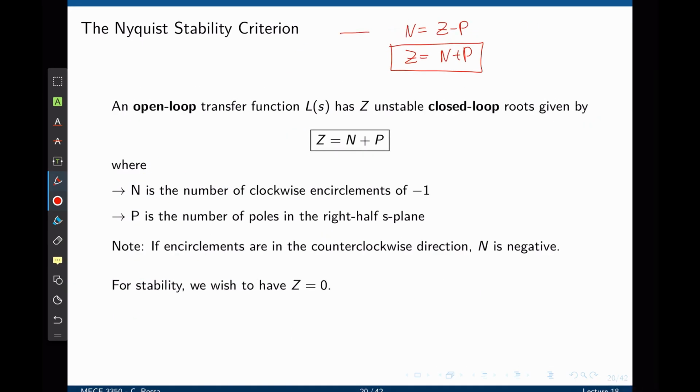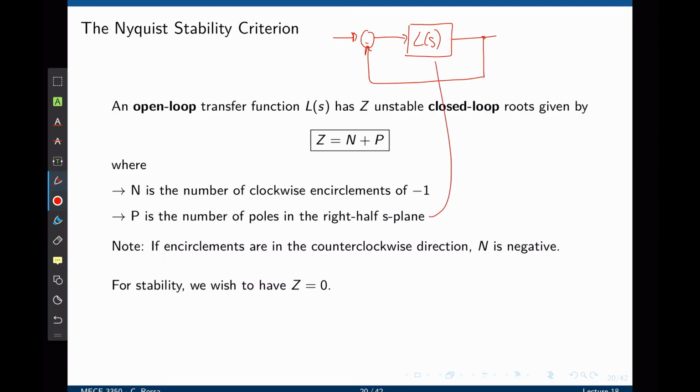Now let's take the equation we just derived. We can rearrange this expression as z equals n plus p. If we now take an open loop function L of s and put this in a closed loop system, the closed loop system will have z unstable zeros given by z equals n plus p, where n is the number of clockwise encirclements of -1 of the Nyquist plot, and p is the number of unstable poles of the open loop function L of s. If encirclements are in a counterclockwise direction, then n is negative.